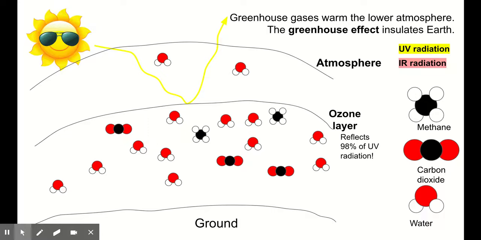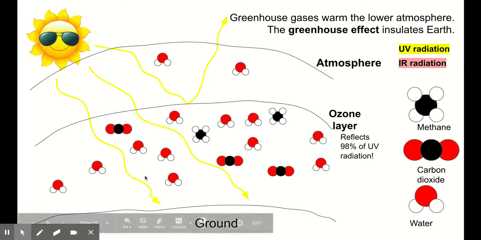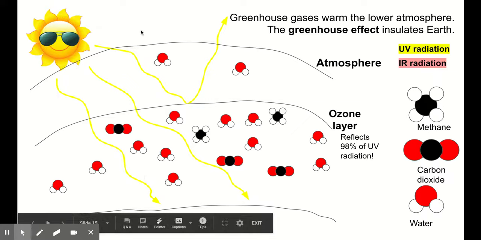Thank you, ozone layer. We've got to keep you strong. But about 2% of UV radiation does make it through the ozone layer to the ground. So we can draw a couple rays making it to the ground. And now what I want you to notice first is that that UV radiation didn't interact with any of those greenhouse gases. It just made its way through the atmosphere, through the ozone layer, hit the ground, and it actually gets absorbed by the ground.